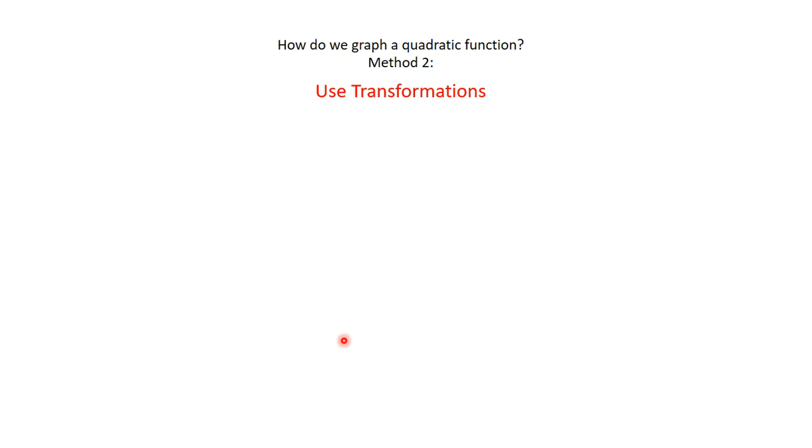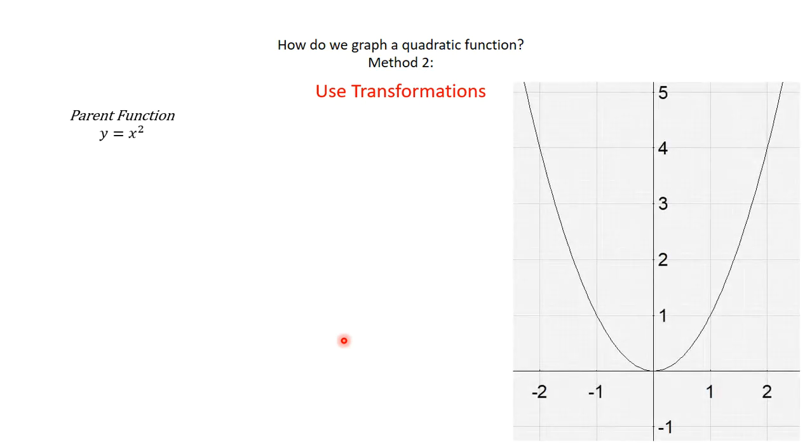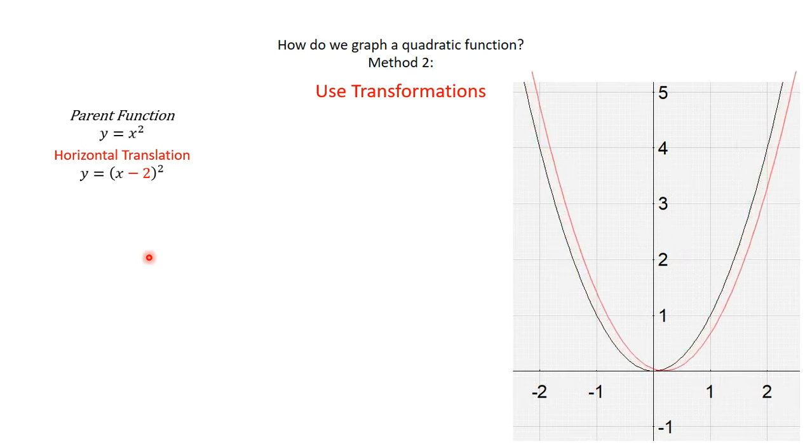And this is what we were looking at in class either earlier today or yesterday, depending on when you're watching this. So to use transformations, we start with our parent function, which is just y equals x squared, which looks like this. And then if we want to move it horizontally, we subtract inside the parentheses. So like say x minus 2 is going to move it 2 units to the right. And so it puts it over there.